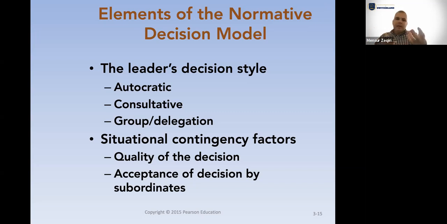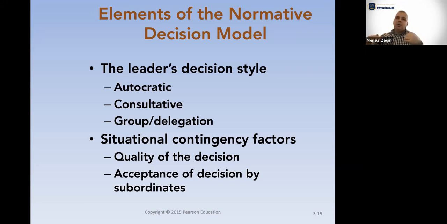And then we have the delegation decision style. In this particular decision-making style, the leader totally delegates the decision-making to their followers or to employees. So these are some of the main decision-making styles that the leaders have according to the normative decision model. And these styles, actually, the leader should be able to apply or use in line with the different situational factors that they have identified.